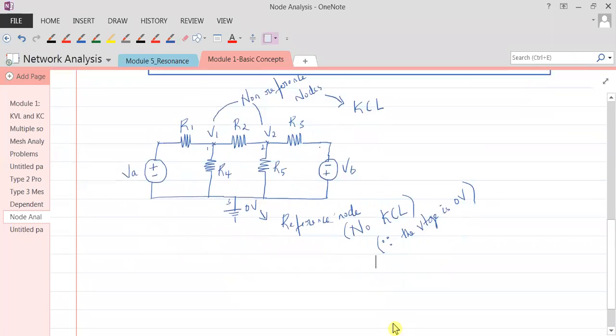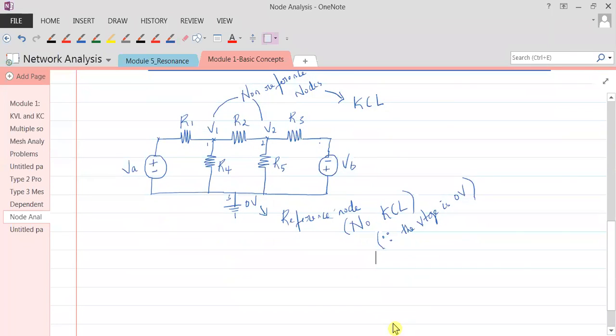Now, let's consider this circuit and see how to apply KCL. We want to find this voltage V1 at node 1, and the voltage at node 2. And when you say you're applying KCL, you're applying KCL at node 1, not at V1. You're applying KCL at node 1 and at node 2. We don't apply KCL at reference nodes. We only apply KCL at non-reference nodes.